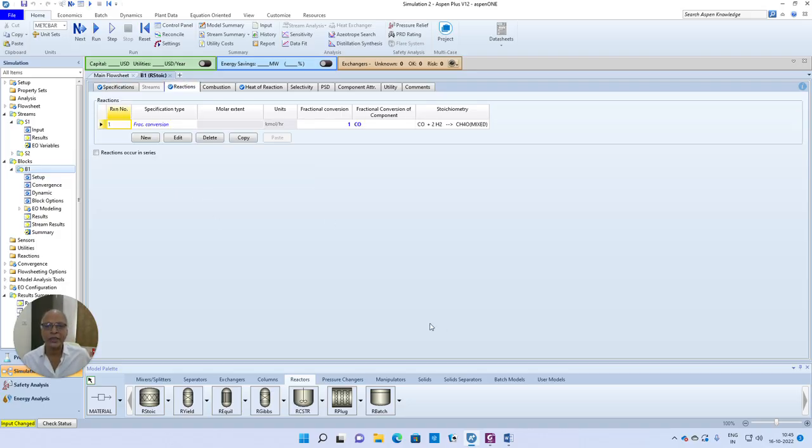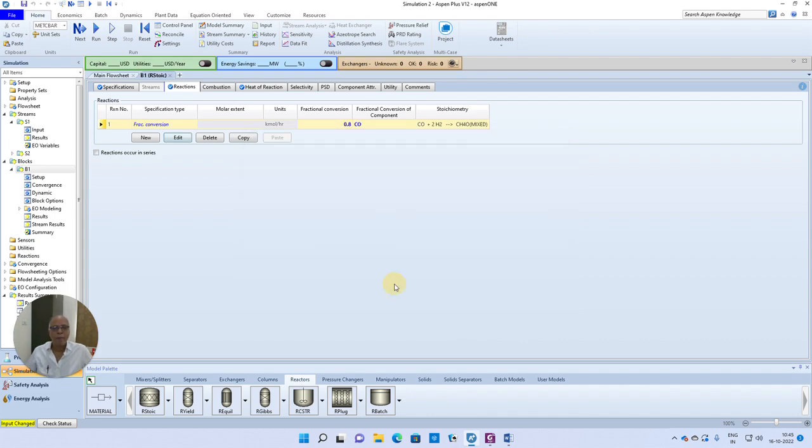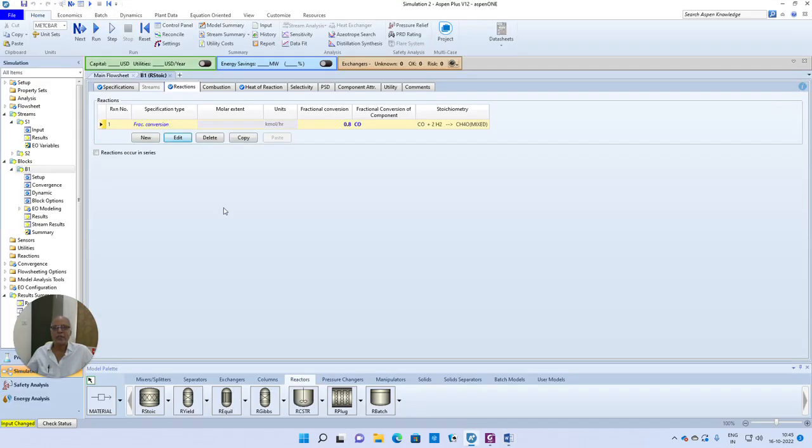So this is one change. Of course, in the case of reactions, instead of 100% conversion, we were given a percent. So this is another change. Right? So you can once again look into the problem statement. Same reaction stoichiometry. They are in the stoichiometric ratio. Temperature and pressure are the same. Conversion, instead of 100, we were given as 80. Under these conditions, we want the adiabatic reaction temperature. So let us run this problem.